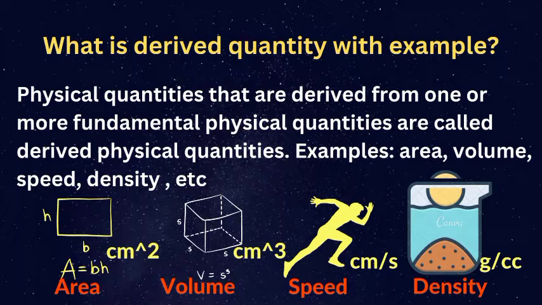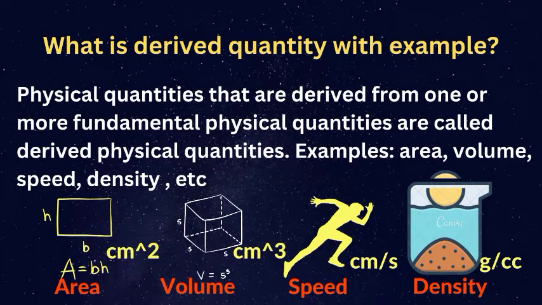Now, what are derived quantities and their examples? Physical quantities that are derived from one or more fundamental physical quantities are called derived physical quantities. Examples are area, volume, speed, density. So basically all these derived quantities are derived from the fundamental quantities, like area, length into breadth.